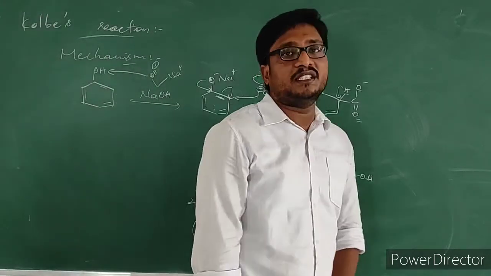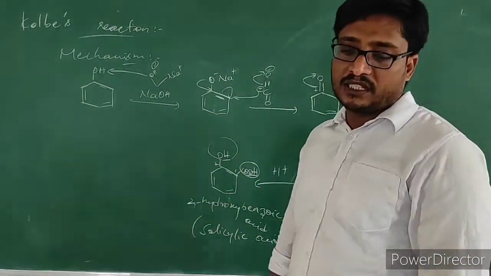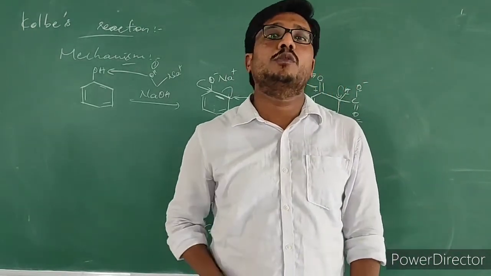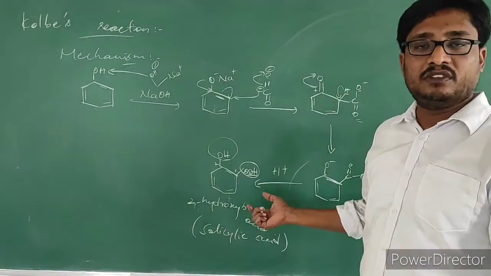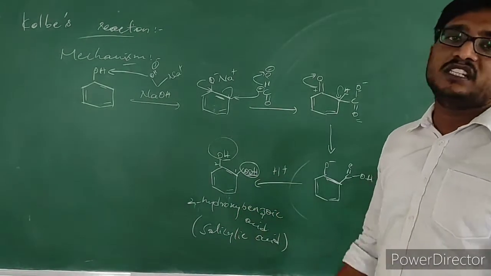So this is the mechanism of Kolbe's reaction. In objective questions, they will ask which of the following is the product produced by Kolbe's reaction, which is nothing but 2-hydroxybenzoic acid, commonly known as salicylic acid. This is the product which gets produced.